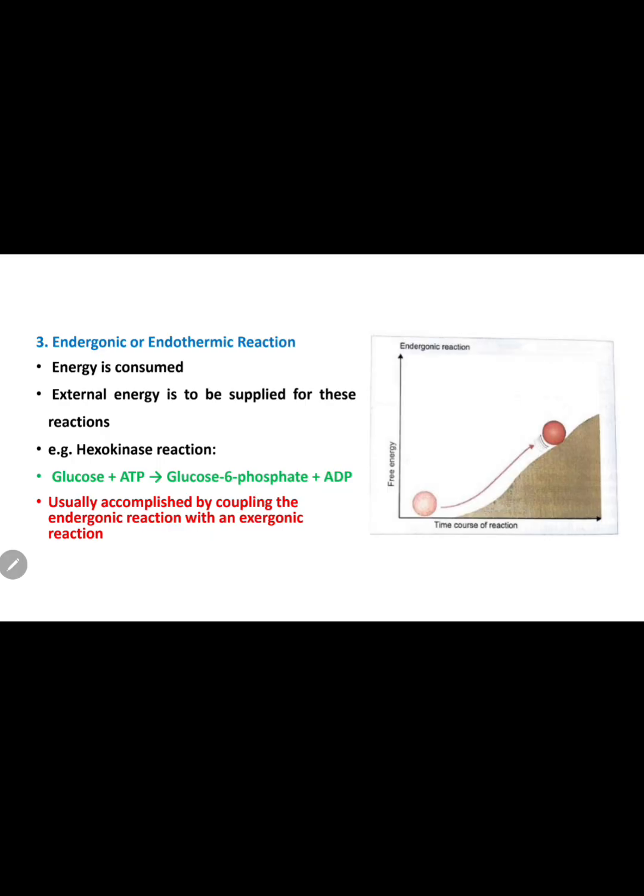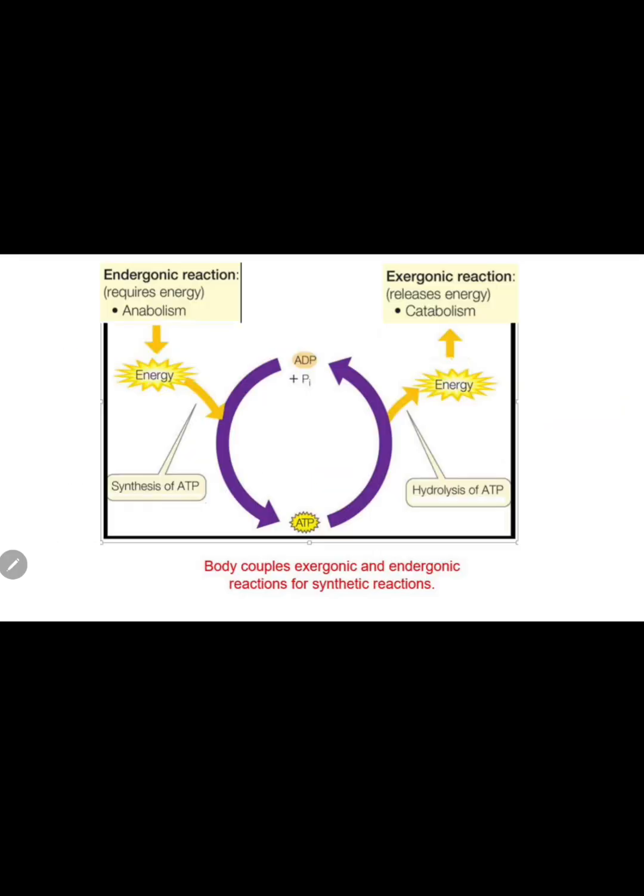Usually accompanied by coupling an exergonic reaction with an endergonic reaction. Like ATP hydrolysis is an exergonic reaction. It is coupled to the endergonic reaction of glucose to glucose 6-phosphate, and that is how we bring about this reaction. So in our body, exergonic and endergonic reactions are coupled. Like one reaction will form ATP, and that ATP hydrolysis will be used for fueling another reaction.